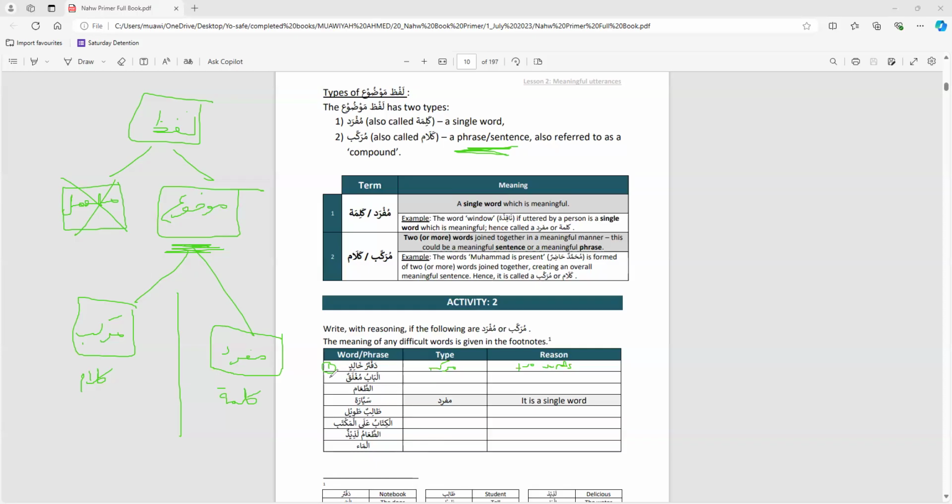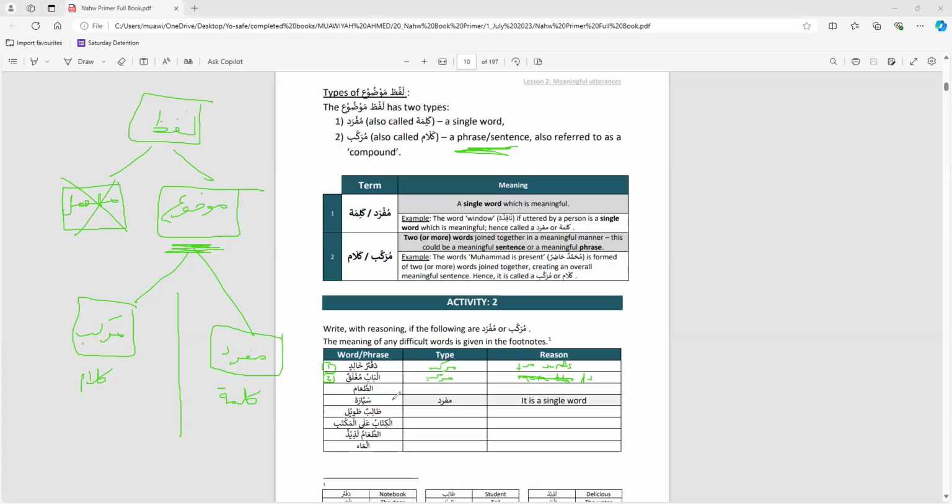So al-babu mughlaqun means the door is closed. Al-babu means the door. Mughlaq means closed. So would you say mufrad or murakkab? Murakkab. Why? Because it's more than one word. And to be honest, this is a complete sentence as well. But anyway, it's more than one word. So I'm just going to say more than one. Or in fact, I'm being a bit lazy. You lot should be writing it in full. I'll just write 1 plus.